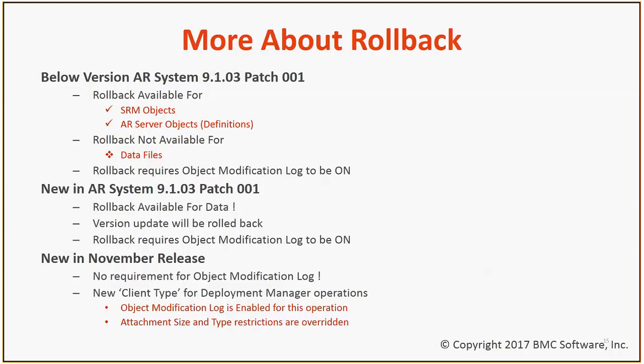Now, there's a new client type introduced for deployment manager operations. And this ensures that even if you have your object modification log turned off just for the D2P operations, the server recognizes that it requires object modification, and it still stores the modified objects so that you can quickly roll it back. And similar to that, attachment size and type restrictions are also overridden only for calls that are coming from Deployment Manager.